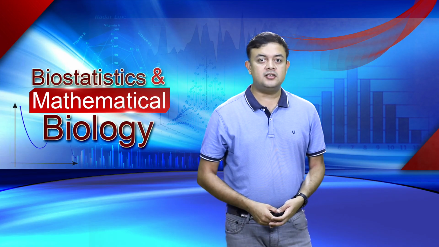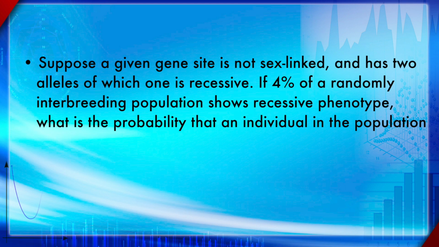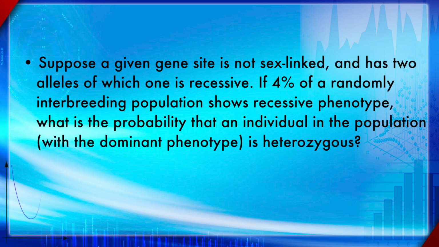Let us consider another problem. Suppose a given gene is not sex linked and has two alleles, of which one is recessive. If 4% of a randomly interbreeding population shows the recessive phenotype, what is the probability that an individual in the population with the dominant phenotype is heterozygous? Let us solve that on the whiteboard, whiteboard number 8.